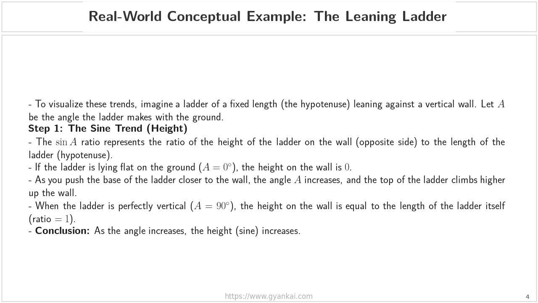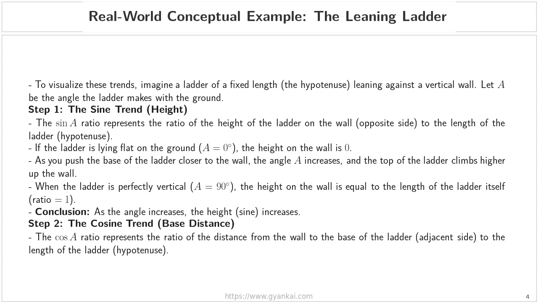Now, as you start to push the base of the ladder closer toward the wall, the angle A begins to increase. As that angle grows, you'll notice the top of the ladder climbs higher and higher up the wall. Finally, if you push it until the ladder is perfectly vertical, the angle A reaches 90 degrees. At this point, the height on the wall is exactly equal to the full length of the ladder, making our ratio equal to 1. So, our conclusion for sine is clear. As the angle increases, the height, or the sine value, also increases.